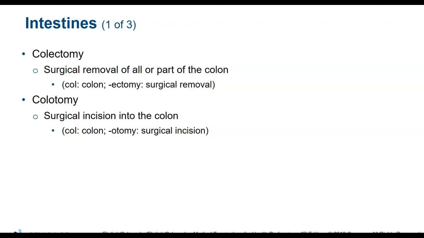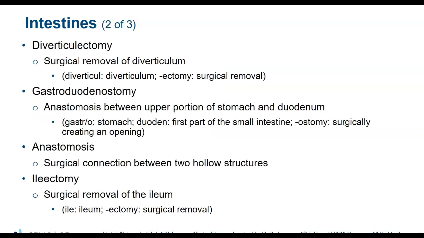A colectomy is a surgical removal of all or part of the colon. A colotomy is actually an insertion into the colon. Diverticulectomy is the surgical removal of the diverticulum. So if we see a patient who has diverticulitis frequently, they're going to go in, they're going to snip those off, suture them up, so they don't have as many problems.